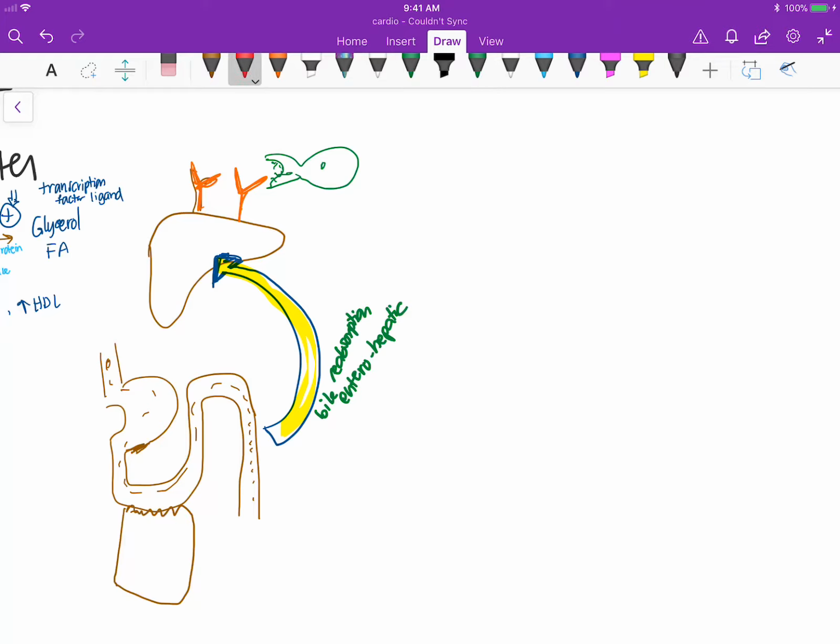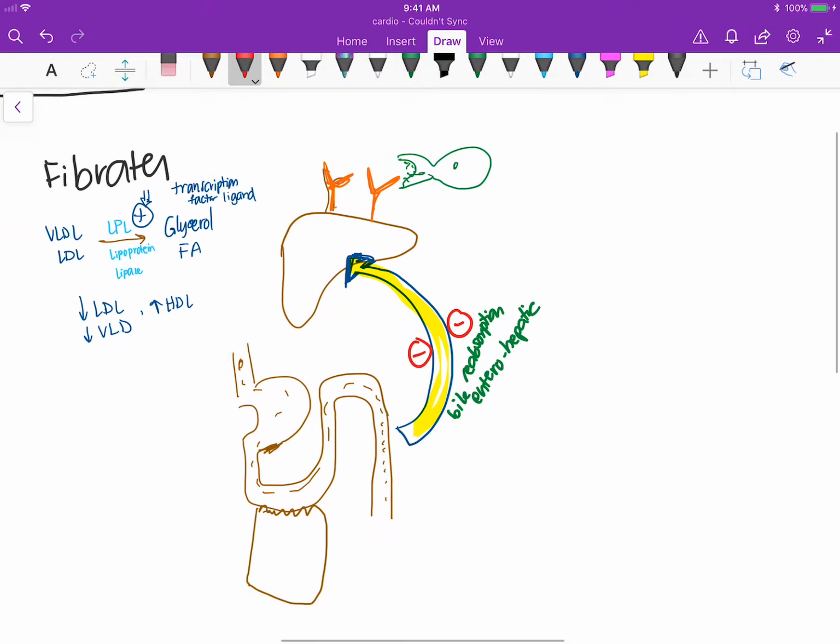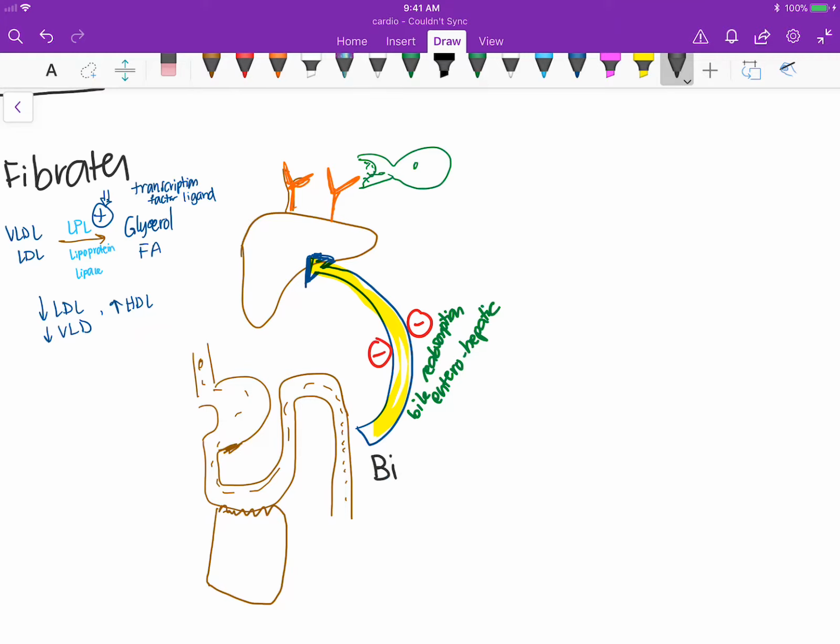So if you block this pathway, your liver is no longer getting bile, so it has to increase the amount of LDL receptors to get it from the circulation. So these are called bile acid sequestrants. And they're basically ion exchange resins. Next, you have the other way. That's one way to decrease absorption of bile.